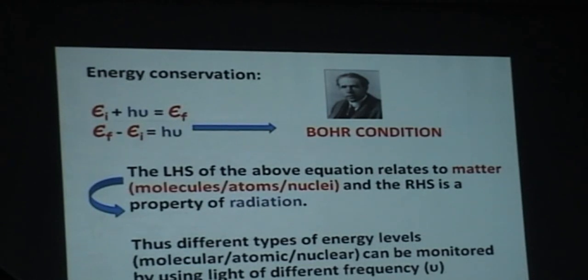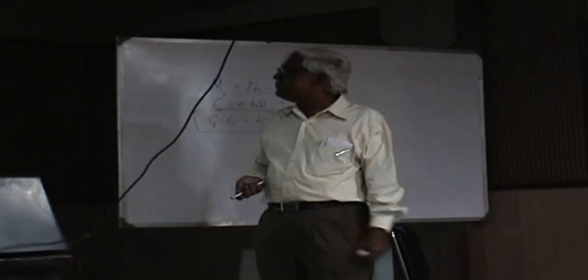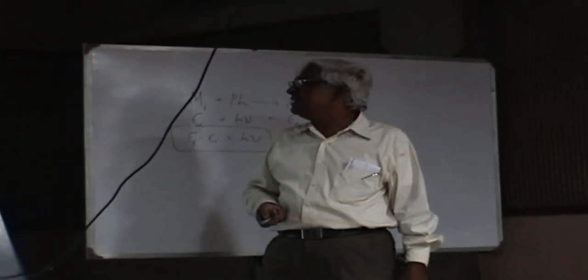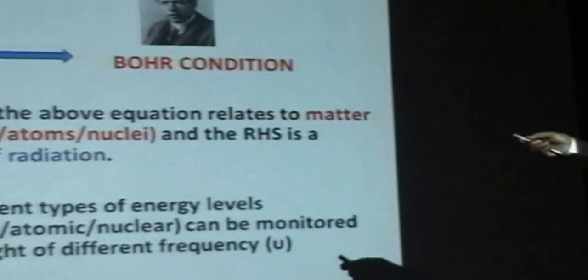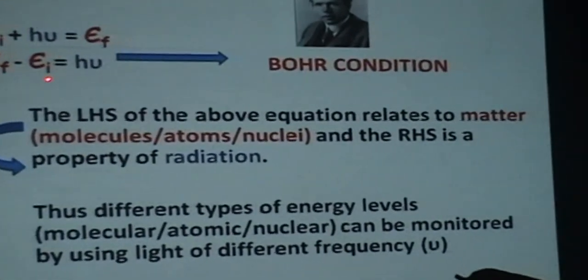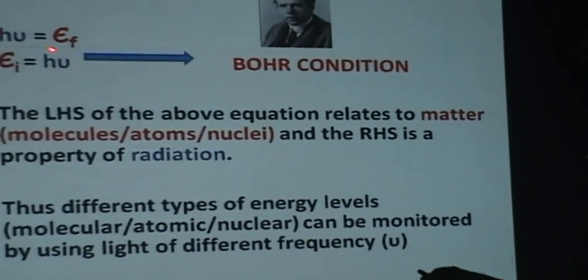So, different types of energy levels. We know the gap between the vibrational energy levels is different from the gap between the rotational energy levels, or the gap between the electronic energy levels is still different, and the gap between the nuclear energy levels is still larger. So different types of energy levels can be monitored by using light of different frequency. If this part is different, then mu should be different.